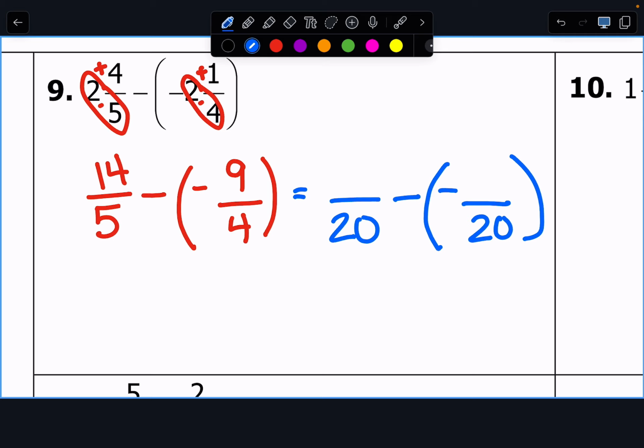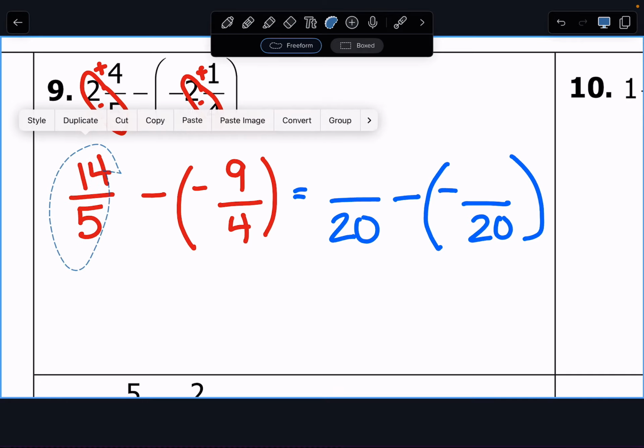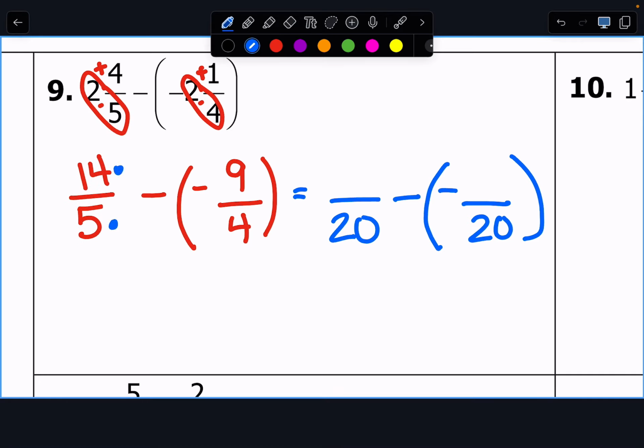Are you okay with that, Fernando? Okay. So this first fraction that has a denominator of 5, what would we need to multiply it by? To get to 20, we would need to multiply that one by 4. Can somebody help me out with 14 times 4? 56. Thanks. Now 9/4. If I want a denominator of 20, we need to do 4 times 5. What's 9 times 5? 45.